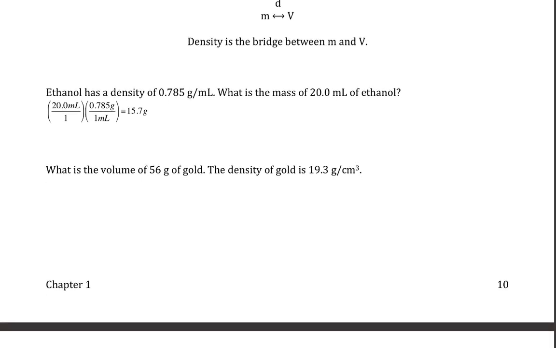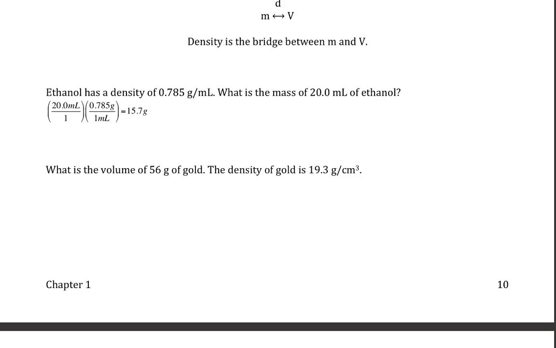Density is a bridge between mass and volume. That is, we can use it in the right application as a conversion. Here's an example. Ethanol has a density of 0.785 grams per mL. What is the mass of 20.0 mL of ethanol?